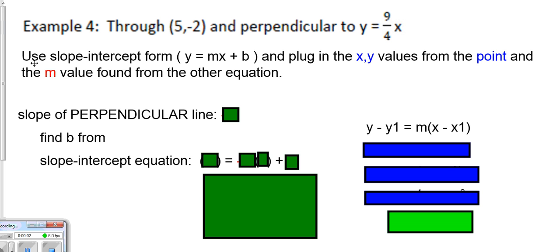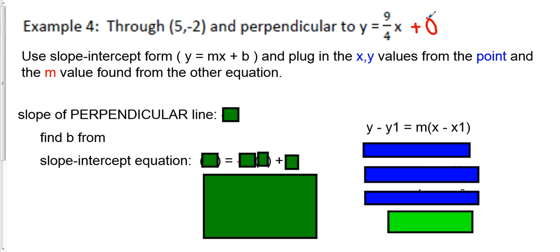It was brought to my attention that the last video missed example 4, so we're going to work through example 4 right now. We are looking for the equation of the line that goes through this point, (5, -2), and is perpendicular to this equation, y equals 9/4 x. Notice this one doesn't have a plus b. If it helps you, think of this as a plus 0 in the end.